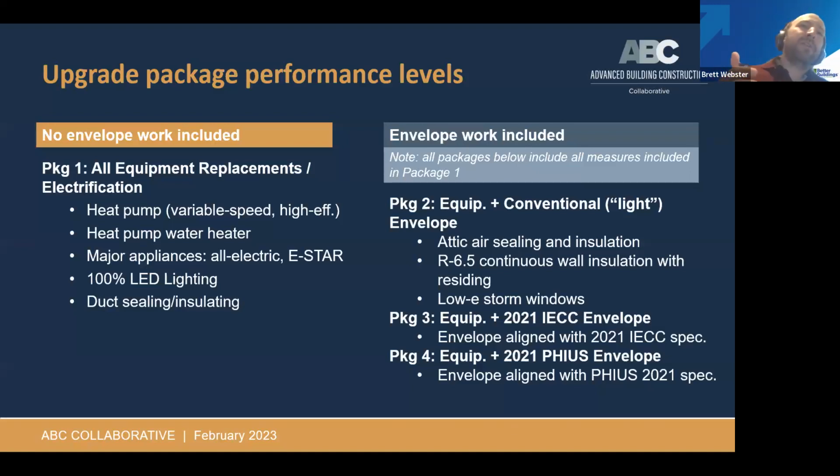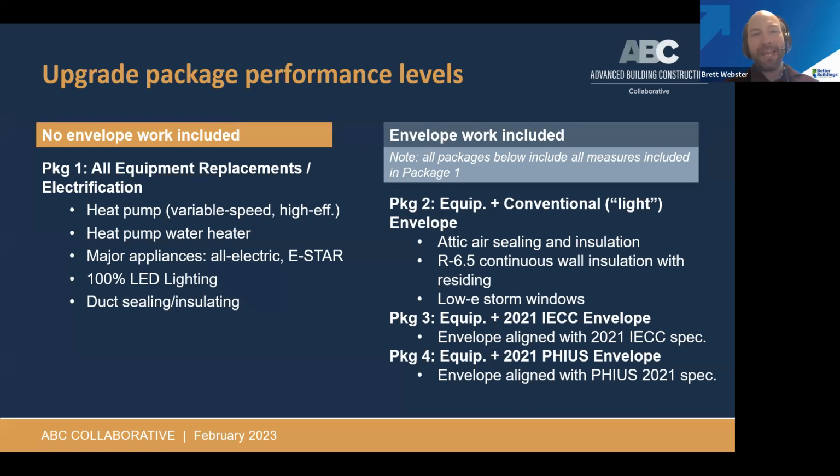So we worked in partnership with 3 of the national labs to analyze these 4 upgrade packages across the entire residential building stock in the US. Package 1 is basically just an all equipment swap out, taking all the existing equipment in the building that consumes fossil fuels and swapping it for high efficiency heat pump equipment for space and water conditioning, and then appliance swap outs as well.